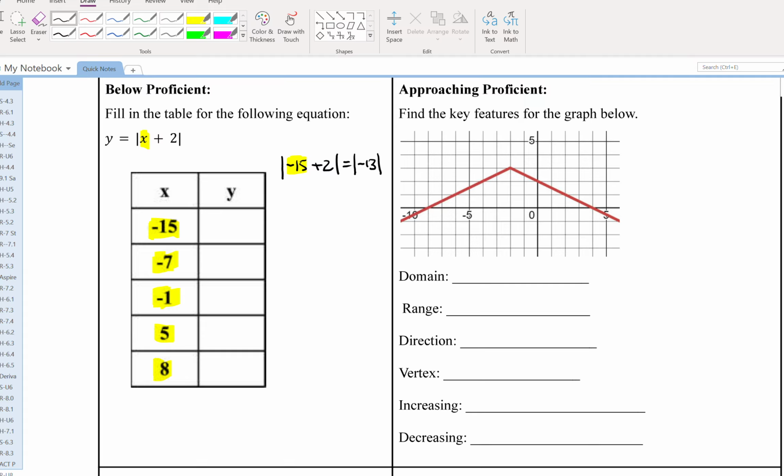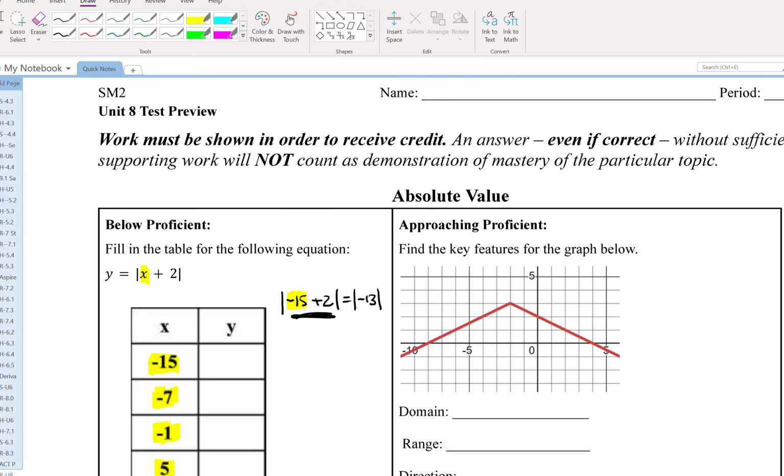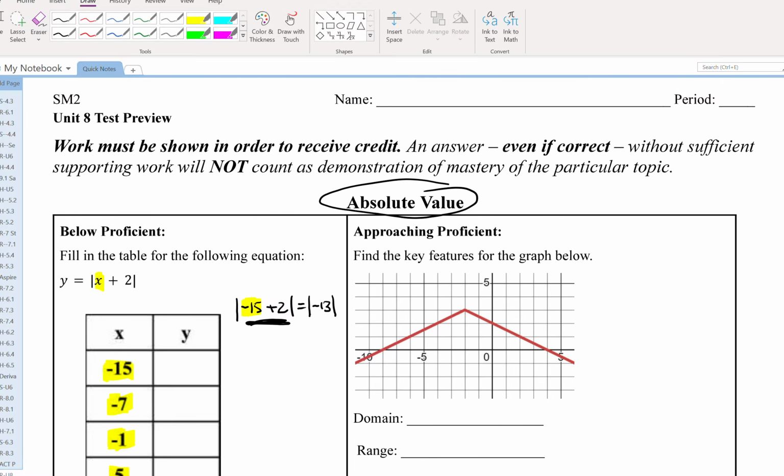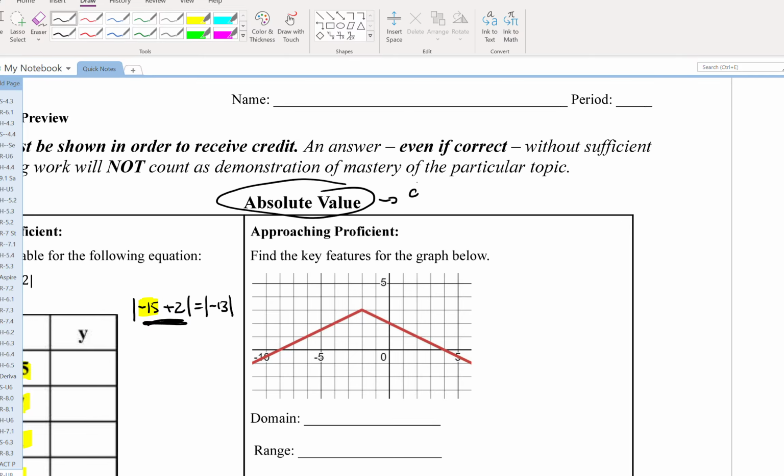Now that you have evaluated, you have to always do what's inside the absolute value symbols first before you take the absolute value. But then you need to remember that absolute value is the distance of a number from 0 on a number line.